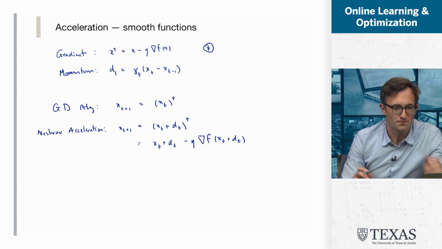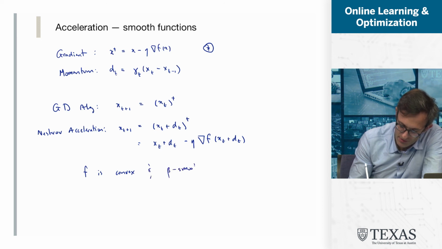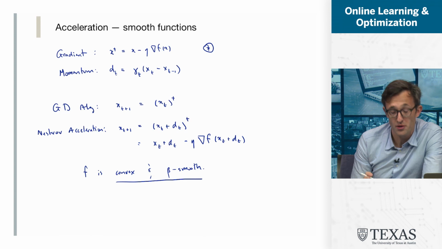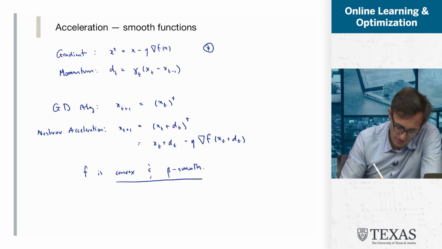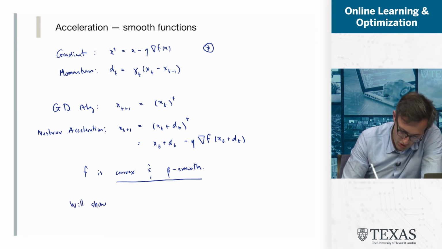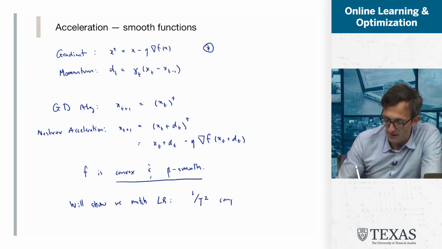Okay, so what do we know about our function f? We're assuming throughout that f is convex and beta smooth. We're going to use these two properties to show that this acceleration scheme gets us convergence that matches a lower bound. In other words, what we're looking for is a 1 over t squared convergence rate, compared to 1 over t for gradient descent.